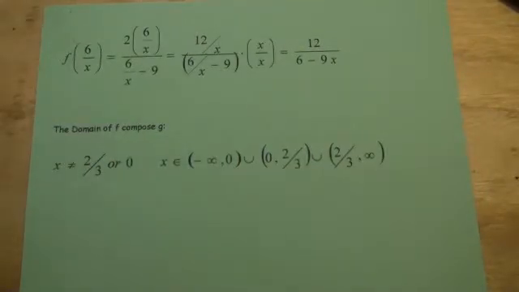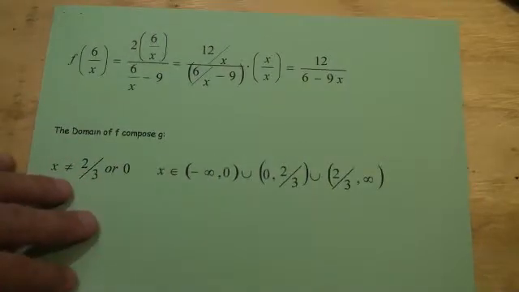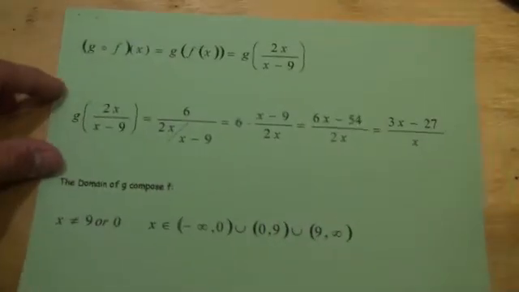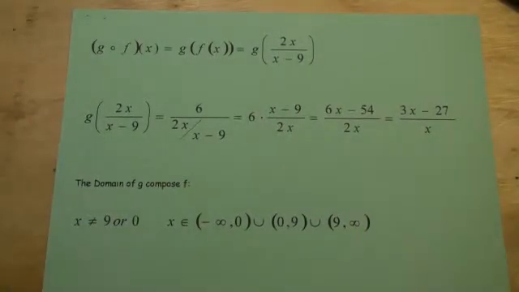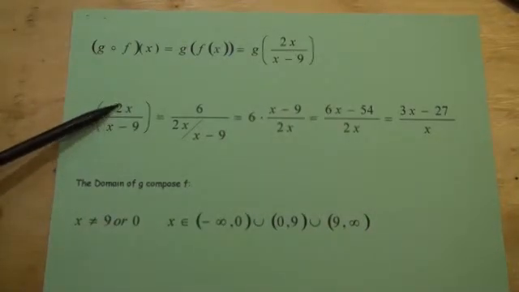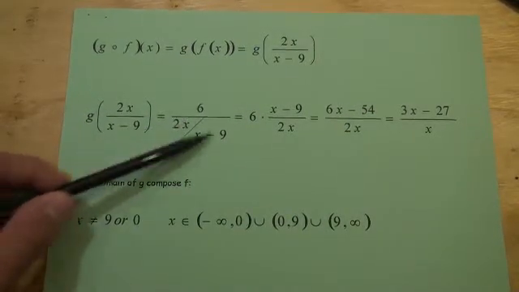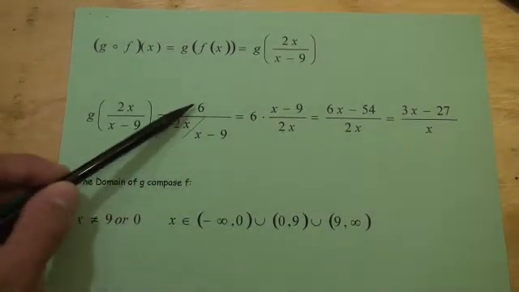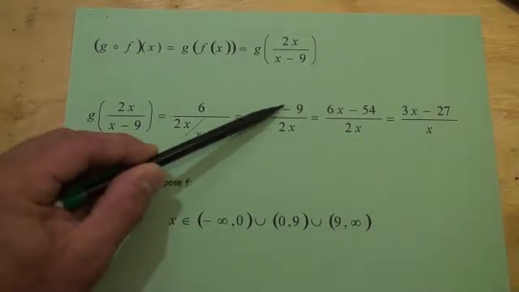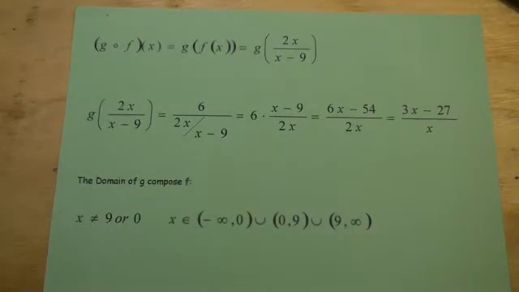Next one is, well, it's g compose f. Where's that one? That one is right here. g compose f. We're going to take the f of x function and plug it into g. So we're going to take 2x over x minus 9, and we're going to put that in as an input value for the g function. So we take the 2x over x minus 9 and put it in the denominator of 6 over x. This is a fraction within a fraction. Multiply by the reciprocal, multiply across, you're all set.